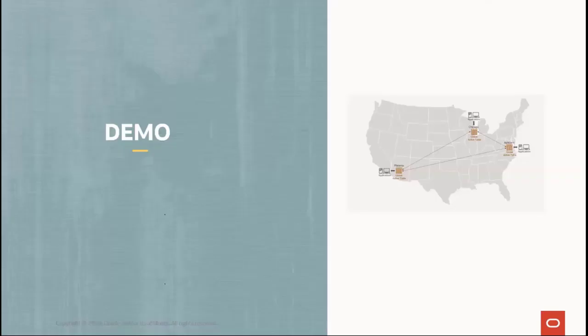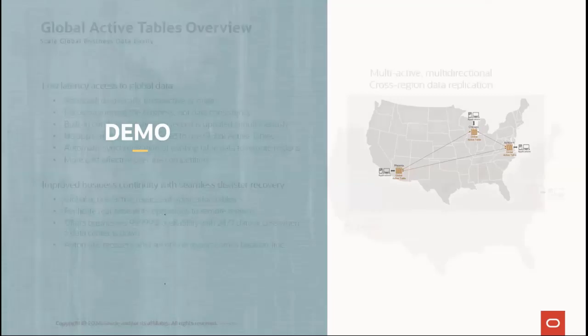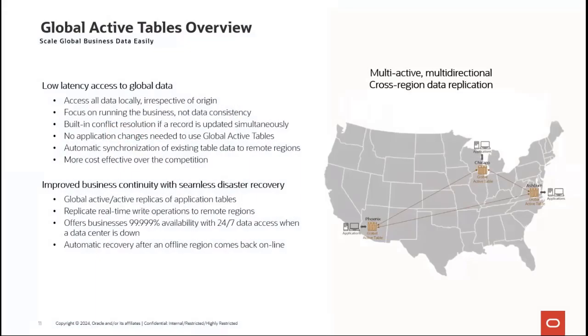All right, so thanks for that demonstration, Dario. Appreciate that. So let's go over a little bit more of some of the lower level details of what makes global active tables work. What Dario showed was basically 2 regions. And here on this slide, we're showing 3 regions. We showed 2 regions in the demo just for a matter of simplicity.